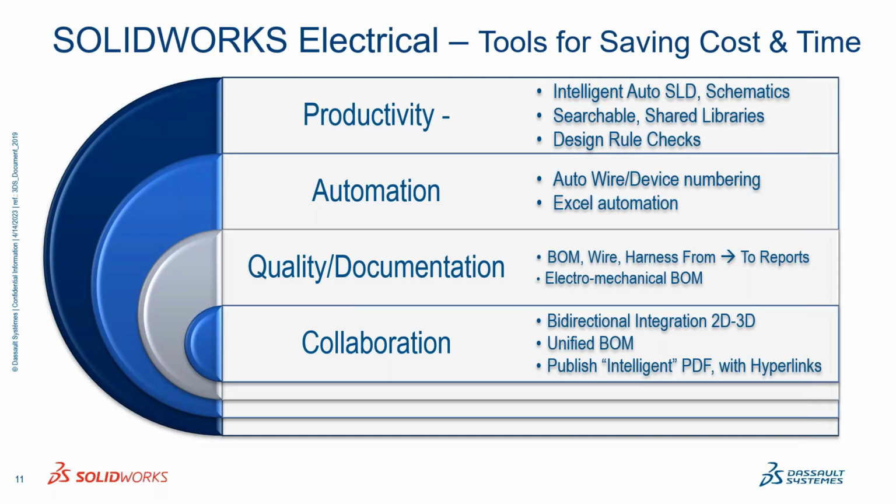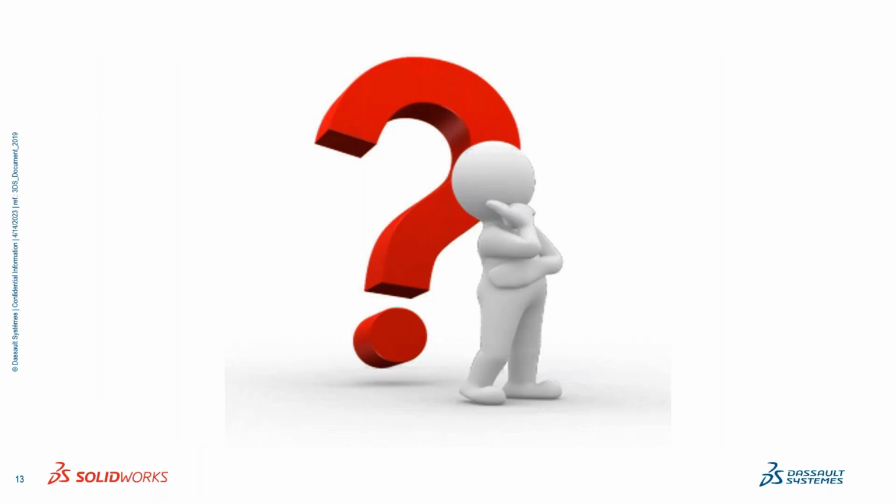And collaboration, as you obviously have noticed, is very smooth between 2D and 3D, and it is very quick as well. And you can also publish intelligent PDF with hyperlinks as discussed before, which will allow you to understand and do the changes as and when you want.